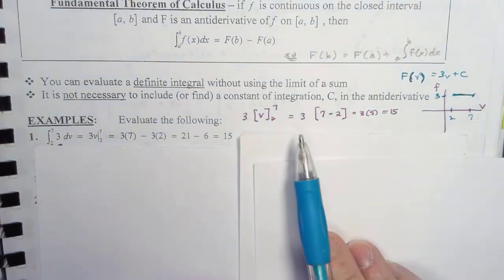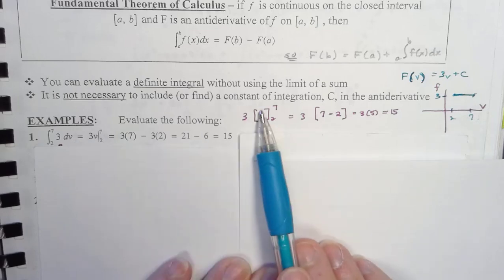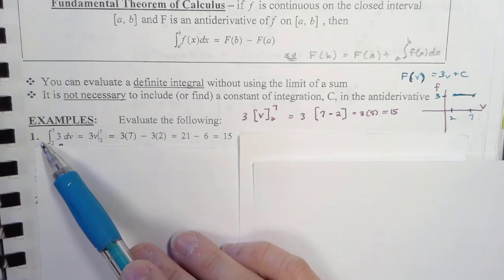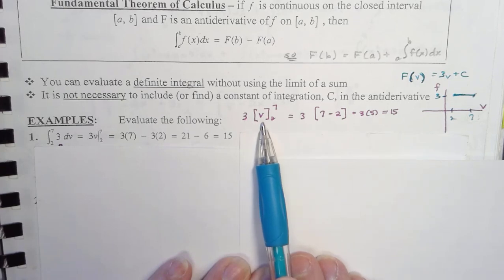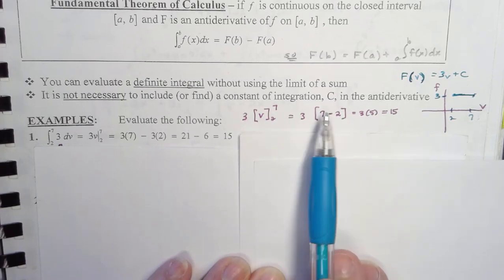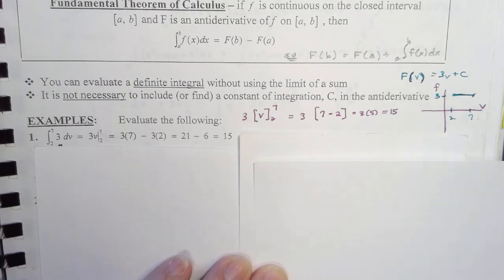Okay. Another way to write this is we could have pulled that 3 out and then just dealt with the v inside. And that would be 7 minus 2, then times the 3 at the end. Now, what is going on? We know our function of v would be 3v plus some constant c, right? Here is our derivative function, the line y equals 3. We can see that the area under that curve would be 3 times 5, which is 15.